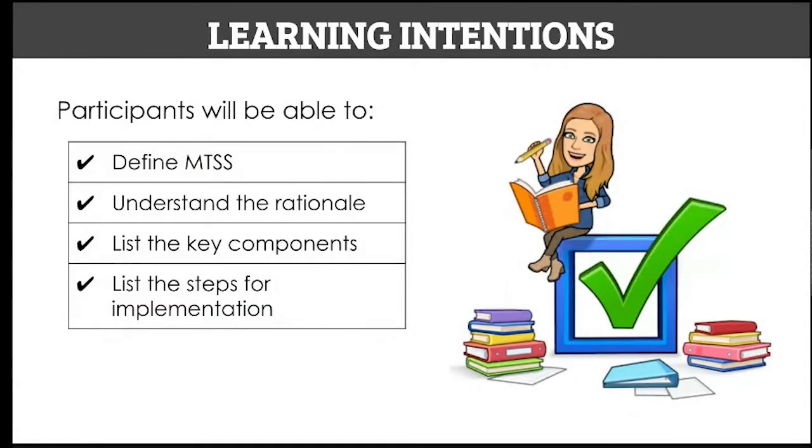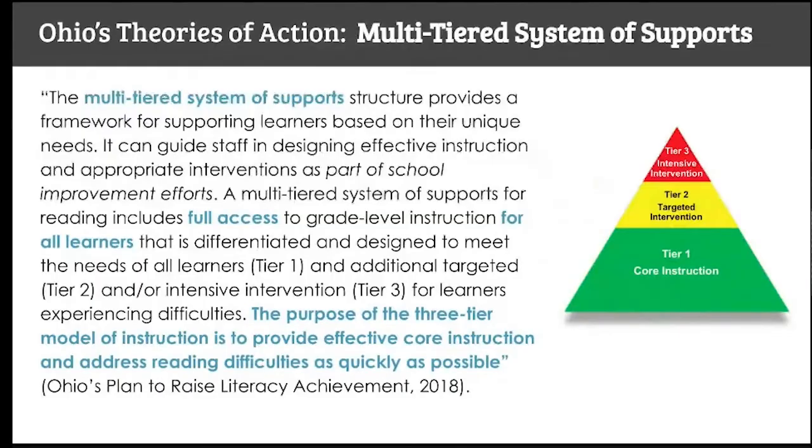During this session, we will focus on clarifying the definition of MTSS and exploring the rationale. We'll also identify key components and steps for implementation. Ohio's plan to raise literacy achievement states that the multi-tiered system of support structure provides a framework for supporting learners based on their unique needs. It can guide staff in designing effective instruction and appropriate interventions as part of school improvement efforts.